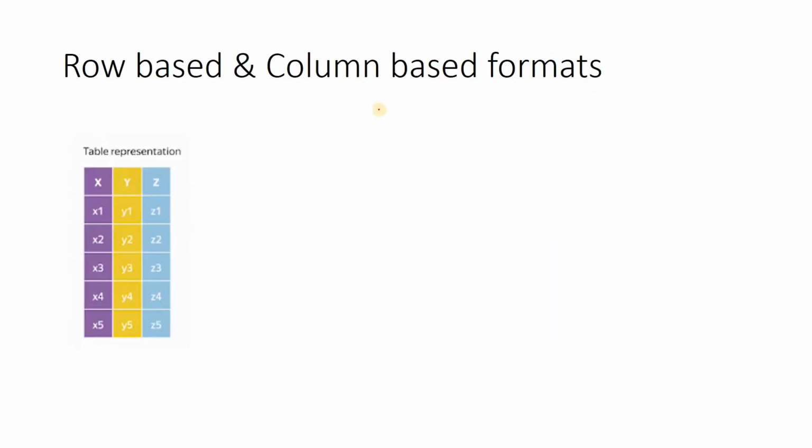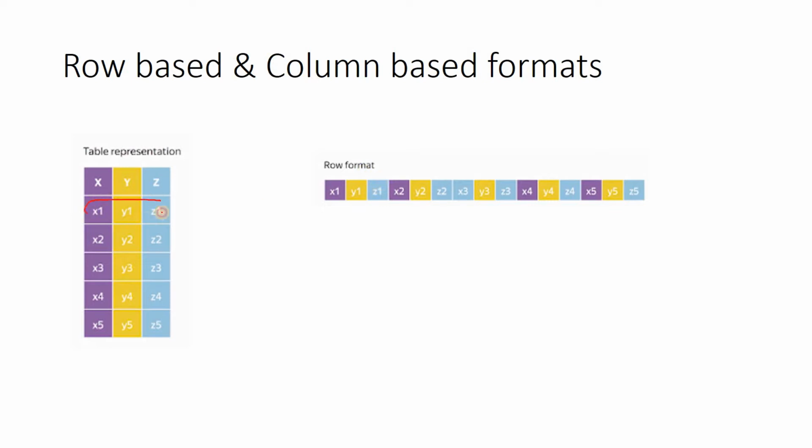Consider this is a table with 3 columns X, Y, Z, and these are the row values. Now there are two different types of database storage we can consider: one is row oriented database, another is column oriented database. For a row oriented database, or row format type, data is stored row wise.